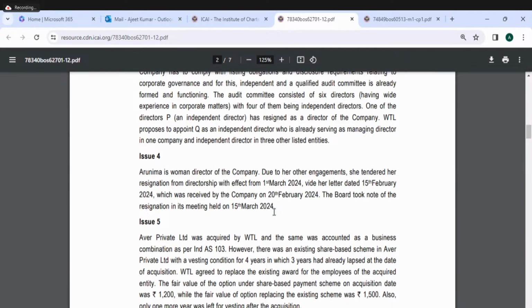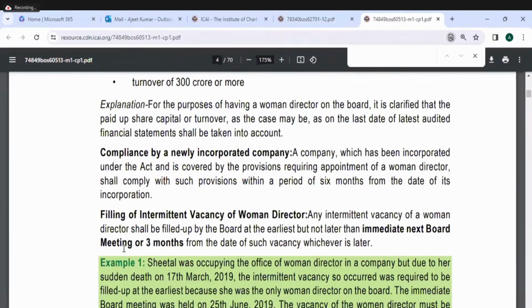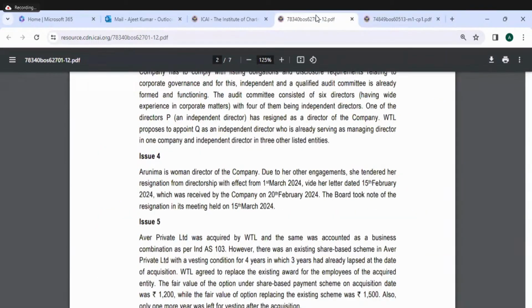So now I have to compare two dates. This is an extension that I'm telling you. Suppose the question is, say, 3 months from 1st March is obviously 1st June 2024. But hypothetically, I'm taking an example that the board took note of the resignation at the immediate next board meeting. The provision says immediate next board meeting. Suppose this immediate next board meeting happened on 15th June 2020.